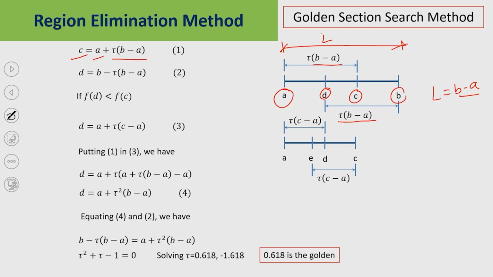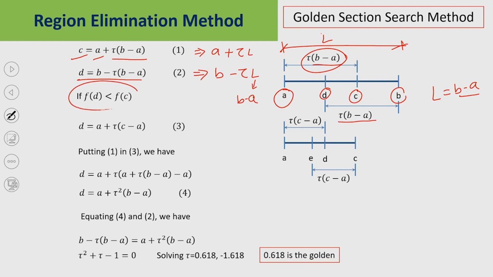So, this is C equal to A plus tau times (B minus A), and similarly I can write what is D. D is the B value minus tau times (B minus A). Or you can say, this is B minus tau L, and this is A plus tau L. So, L is nothing but B minus A. Okay. So, I am getting this one.